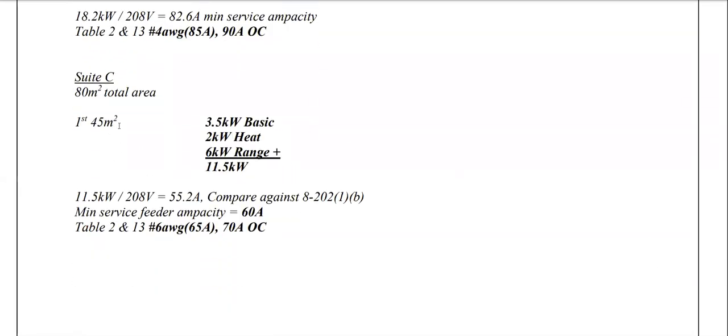Finally, suite C is 80 meters squared, and we have basic, heat, and range, with a very small amount of heat. 55.2, and we can see here the minimum service feeder ampacity, 60 amps, because obviously we compare it against 8-202 1B and see that 55 is too small. Table 2 and 13: number 6 AWG, 65 amps, and table 13, 70 amp overcurrent.